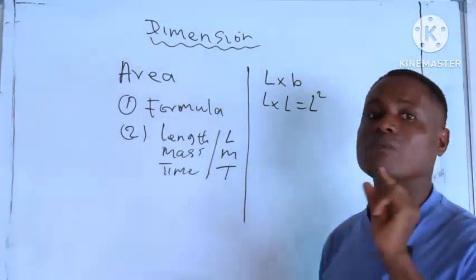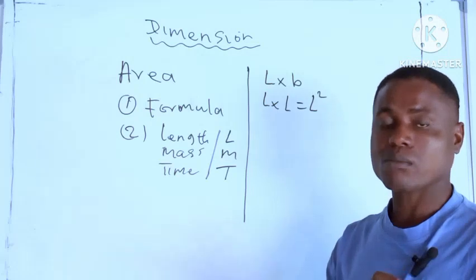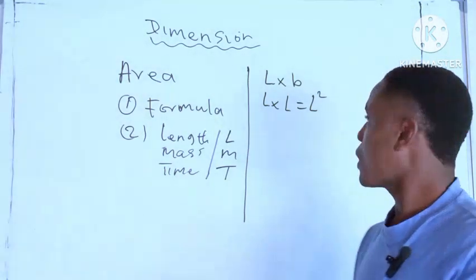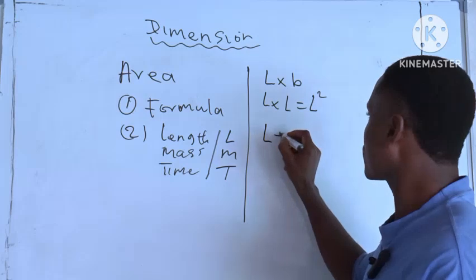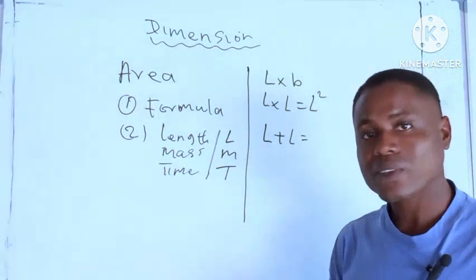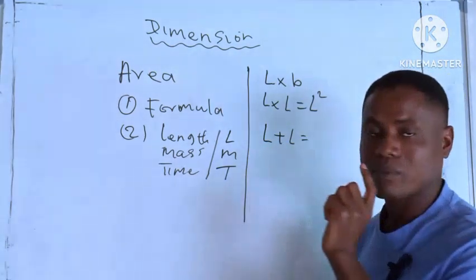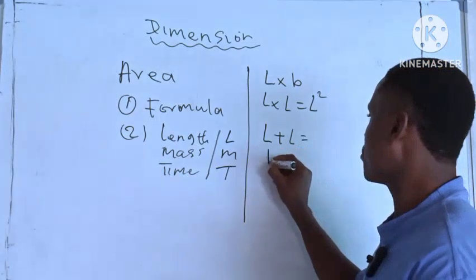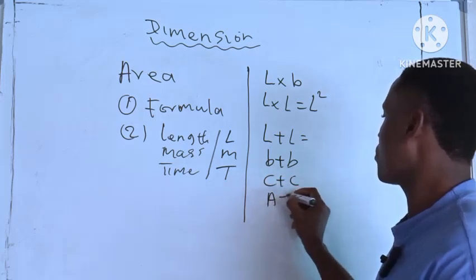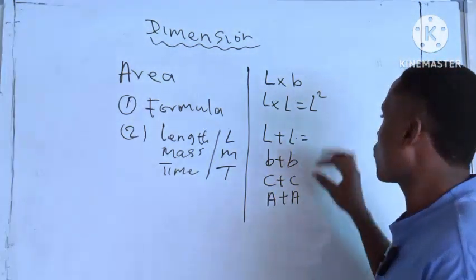Now, most of you, when it comes to this multiplication and addition aspect, are confused, like where to add, where to multiply. Now, supposing we have L plus L. L plus L is not L square. Are you getting it? Now look at it. These two alphabets are the same things, right? Let me see. B plus B, C plus C, A plus A. You can see that all of them are the same, right? And we have plus here.